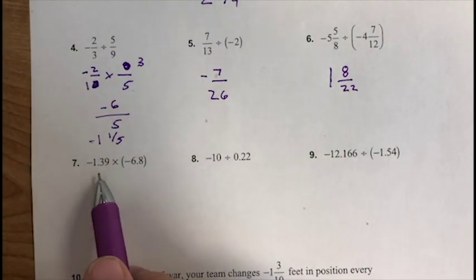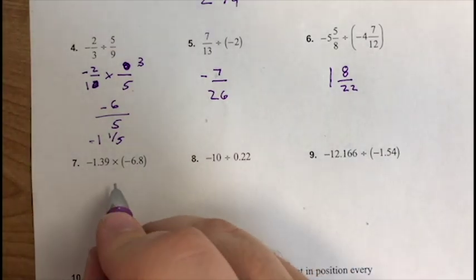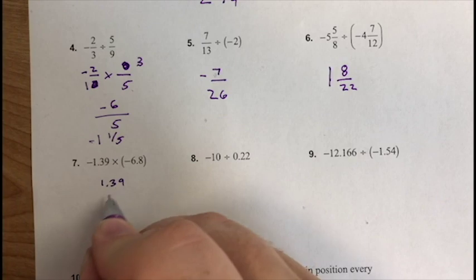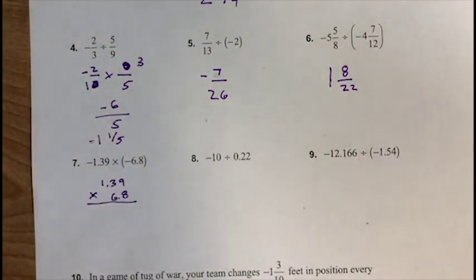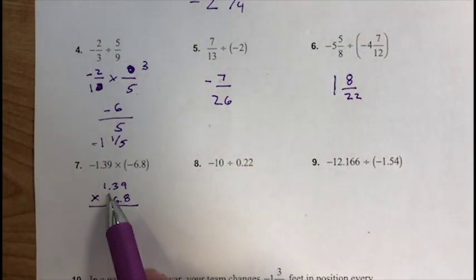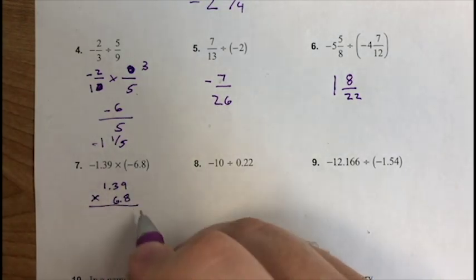All right, so notice this. I'm multiplying these numbers, so it's pretty straightforward. I'm going to take 1.39 and multiply it by 6.8. Remember, when we're doing multiplications, the place value where these decimals are doesn't really matter. We just multiply.